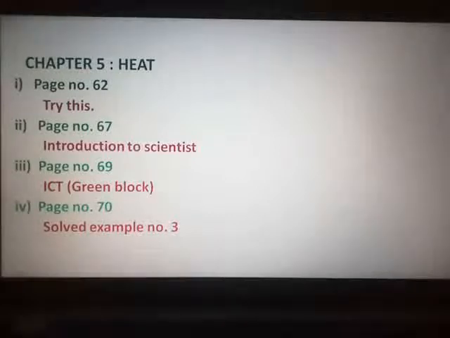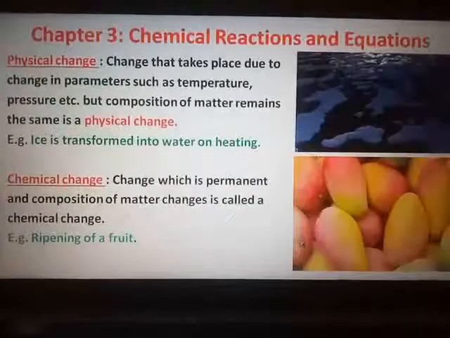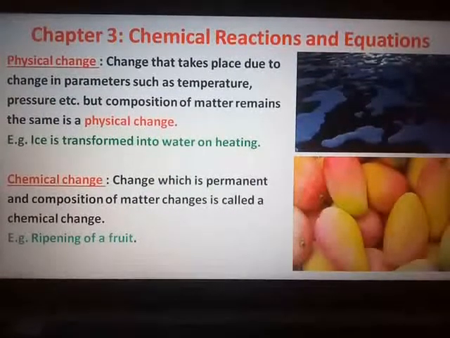Now, without wasting much of our time, we will begin with a new chapter, that is chapter number 3 from chemistry. Chemical reactions and equations. Look at the name of this chapter. N number of chemical reactions, equations you study in chemistry. So in details you are going to study about it.